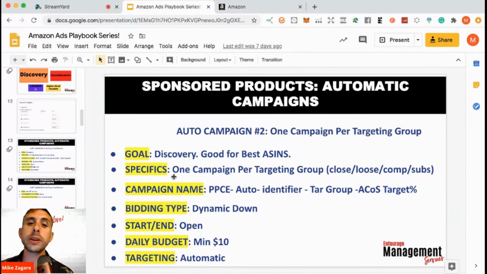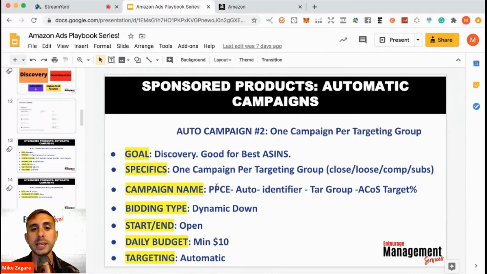And I like that because in this campaign, each targeting group is getting its own campaign. So it's 4 different campaigns. The goal here is discovery. And as you can see here, it says good for your best ASINs. Like I just said, specifics, 1 campaign per targeting group. And that's going to be broken down by close match, loose match, complements, and substitutes.